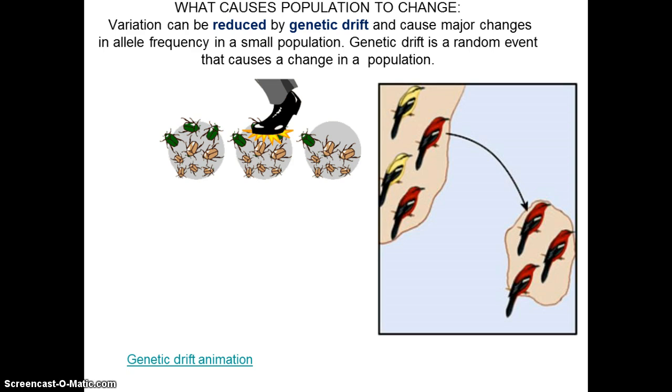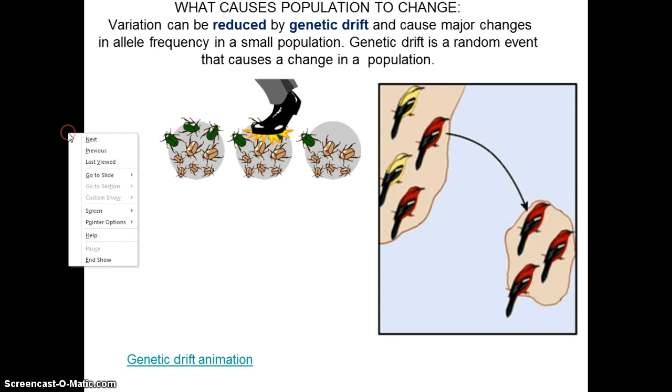So here, for example, you see a man stepping on bugs, and it's a random event. In this case, most of the green bugs died, and now you have very few green bugs and many more brown bugs left. Or you have these birds on the island, and there was a storm, and a few of those birds were swept away to another island. And now, as you can see, the variation has decreased, where these founder birds only represent, say, the red birds.